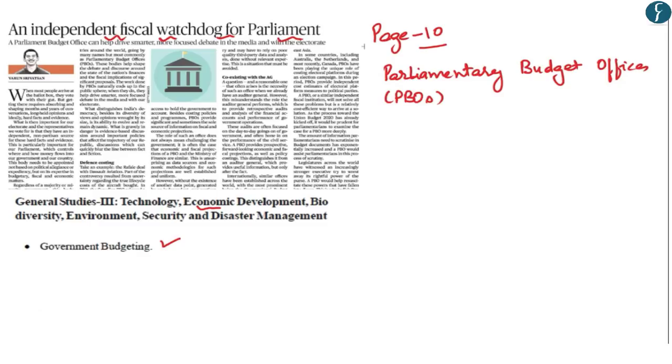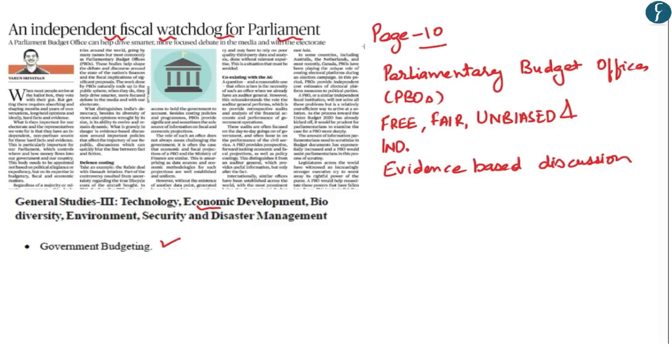These PBOs provide free, fair, unbiased, and independent assistance to the Parliament on all matters related to budgetary, fiscal, and economic matters. This in turn facilitates evidence-based discussion around important policies not only in the Parliament but also among the media and civil society organizations. In this regard, the article argues in favor of creating similar bodies in India so as to strengthen parliamentary oversight over the government finances. Let's begin.